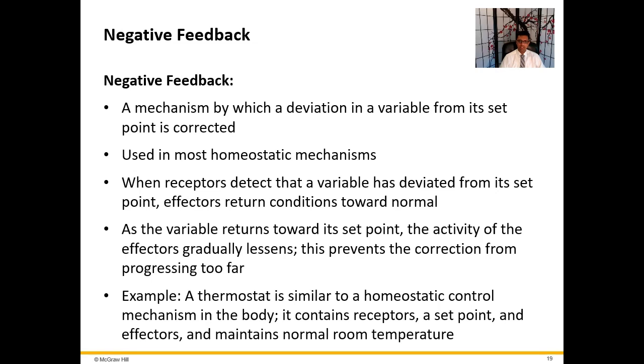So a thermostat is similar to a homeostatic mechanism in the body. It contains receptors, and it will try to maintain normal room temperature. Okay, so let's say you set your thermostat at 76 degrees. Well, if it drops below 76 degrees, it might turn on the heater. If it goes above 76 degrees, it might turn on the air conditioner to bring it back down. So that thermostat is trying to go back to what we had set it at, which is 76 degrees.